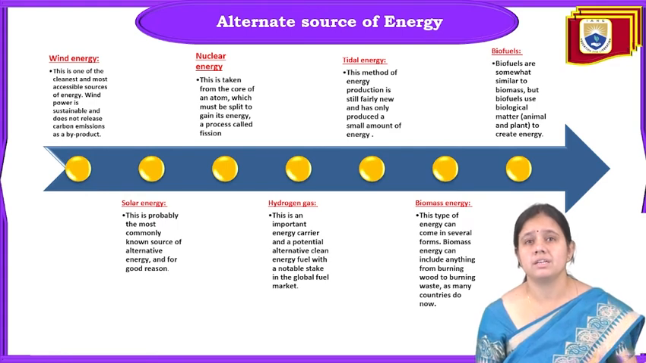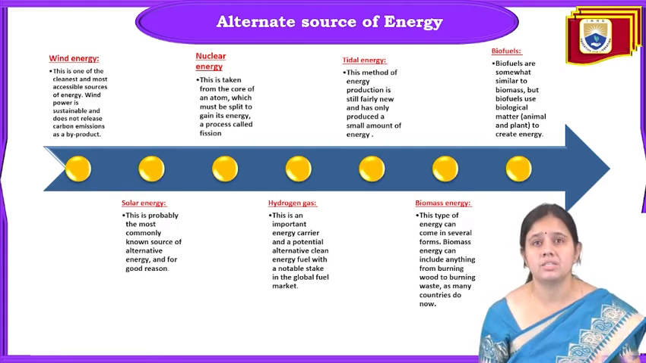First one is wind energy. The energy we get from wind is called wind energy, and it is the cleanest and most accessible form of energy. Wind power is sustainable and does not release carbon emissions as a byproduct. So wind energy is a very clean and reliable form of energy, and it is very common in India.